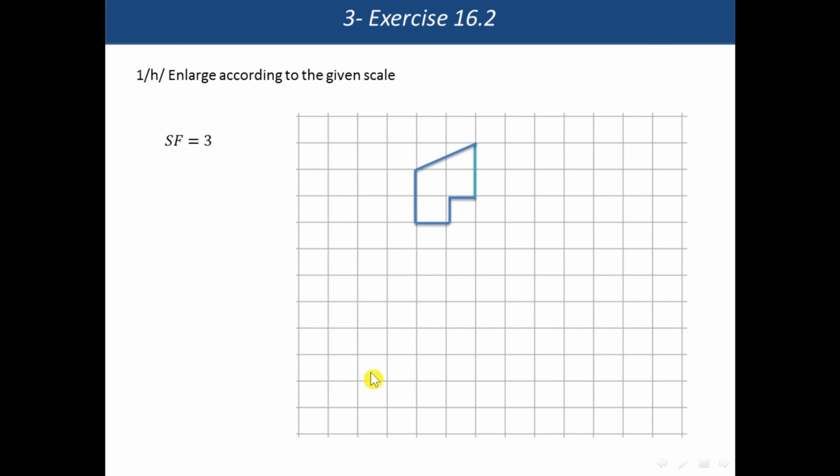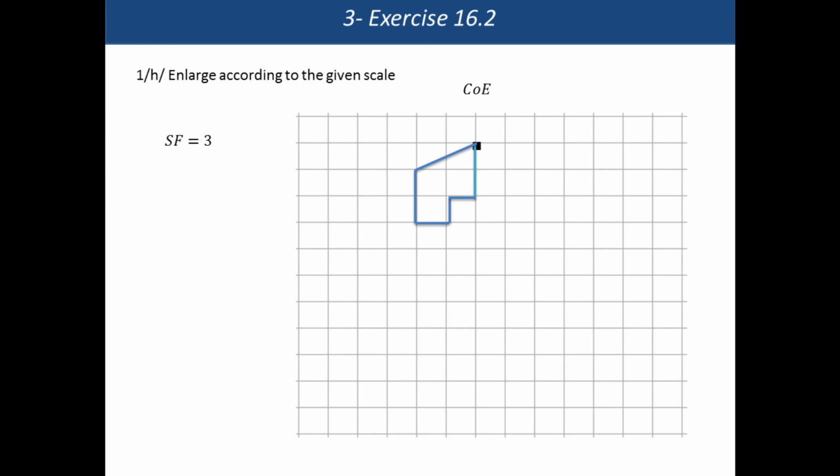So I take another example now, number 1H, enlarge according to the given scale. I have scale 3 and I have this object, and center of enlargement is here. Now my object lies exactly on the center of enlargement. That means there is no distance between my object and the center of enlargement. It is 0. There is nothing, no 1, no 2.